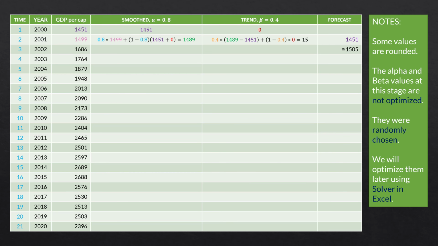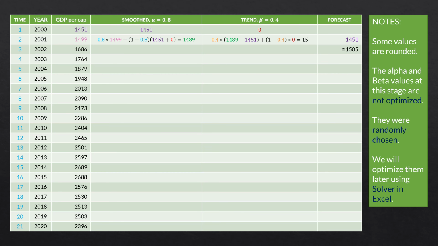1,489. Now we have to calculate the trend component. So we have 0.4, that's the beta we chose, times 1489. Where does that come from? Well, that is our current period smooth level over on the left-hand side, minus the prior period smooth level. That's 1451. So that's the left side of that equation there, plus 1 minus our beta of 0.4 times the prior period smooth trend. Well, that was 0. So we do that math out, we get 15.